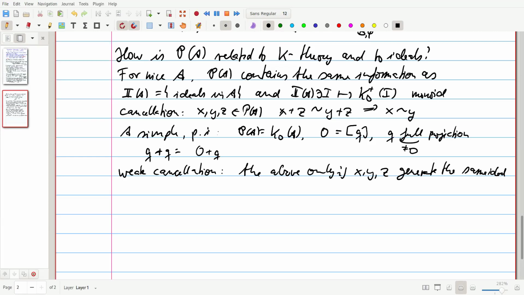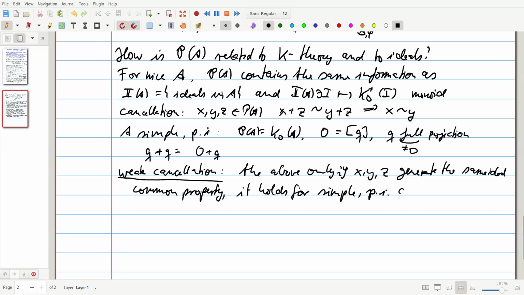So the weak cancellation property says that you have cancellation not always, but you do have it if X and Y generate the same ideal and Z belongs to that ideal. And this is a common property. In particular, it holds for these simple purely infinite C-star algebras, for instance, and it also holds for graph C-star algebras.